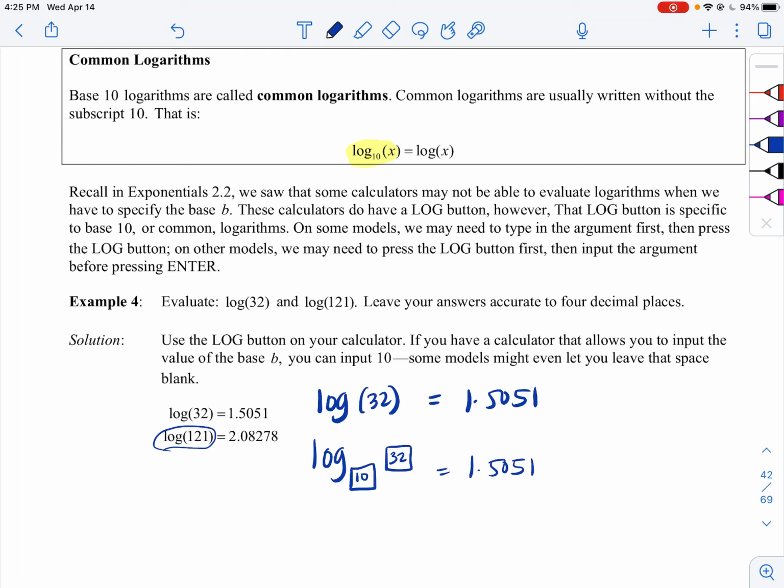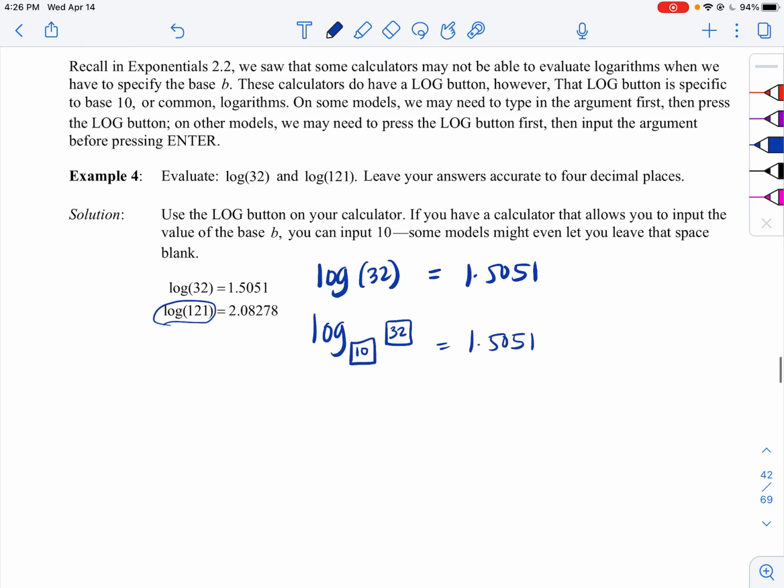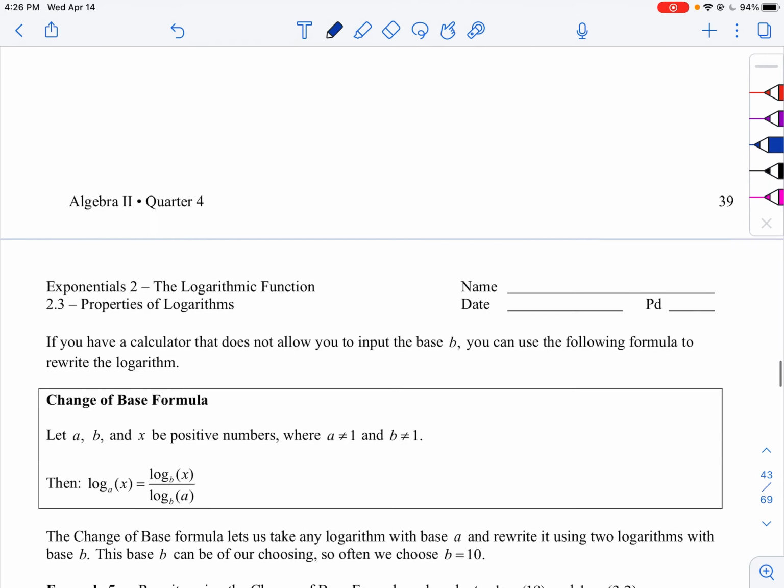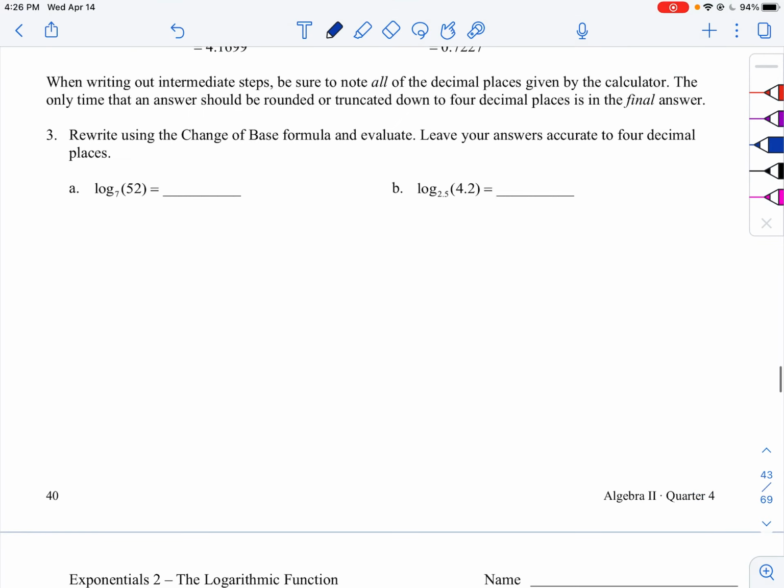And also try log of 121. Again, depending on what calculator, you put 121 first and then you press log, or you press log and then press 121. Okay? All right, now that we know how to do that, let us move on. And again, some calculators make you put your base, and the base of that is going to be 10. Okay? So let's practice.